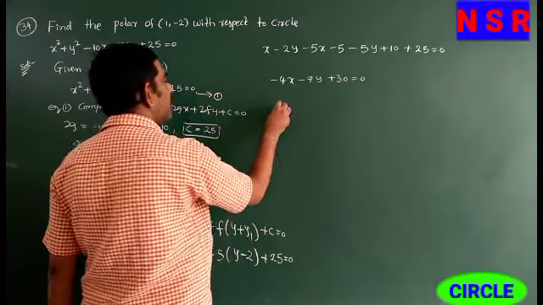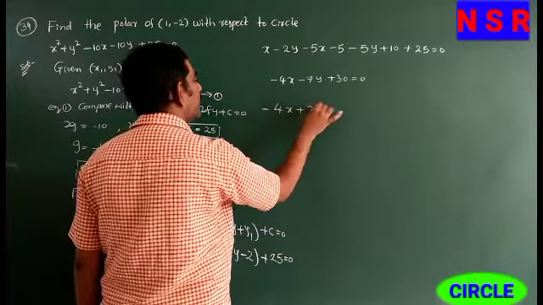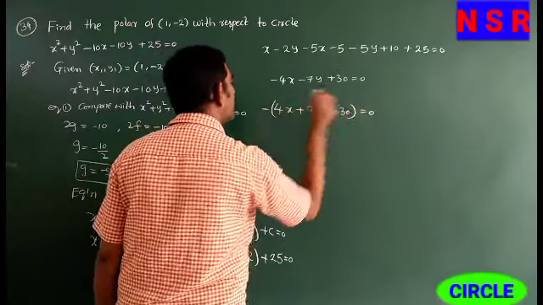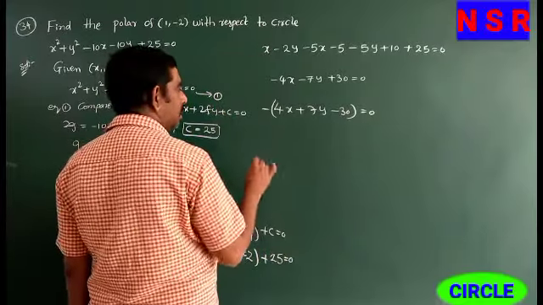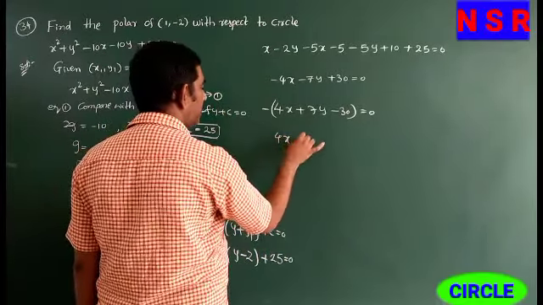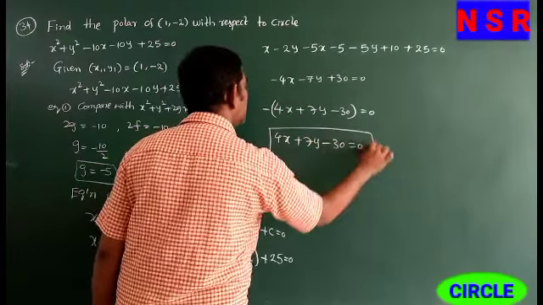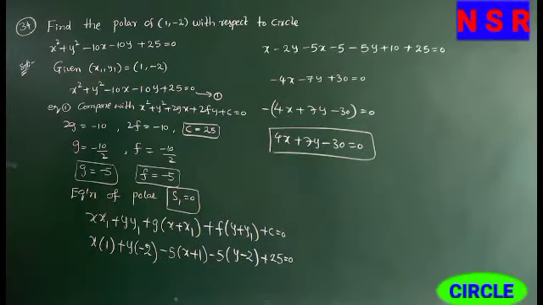So take it as common here minus. So 4x + 7y - 30 equal to 0. So minus move that side becomes 0. We get 4x + 7y - 30 equal to 0. So this is equation of polar.